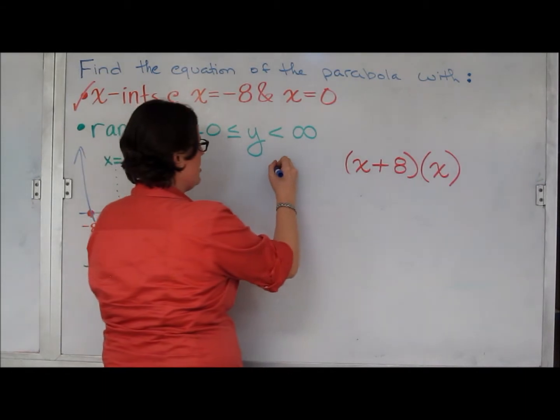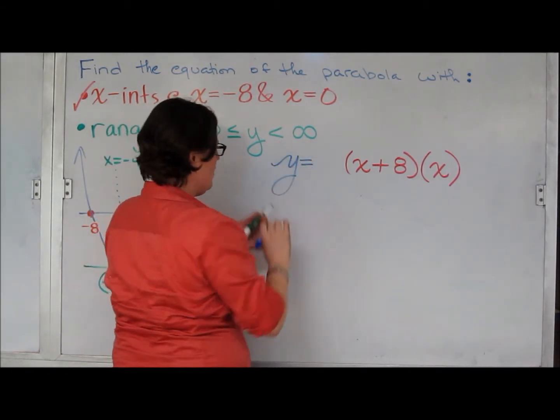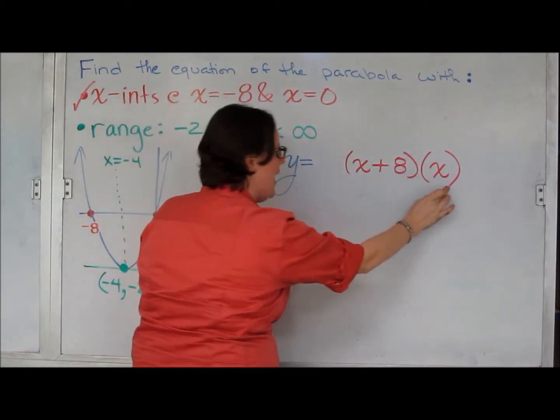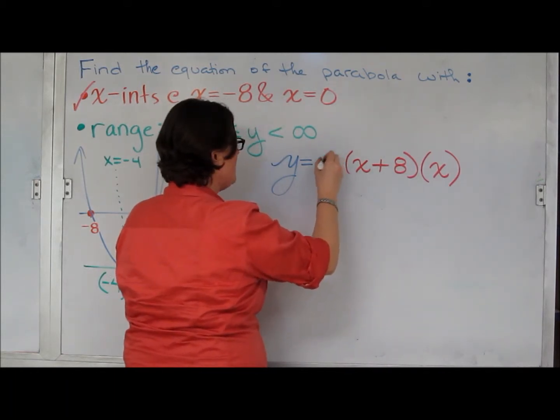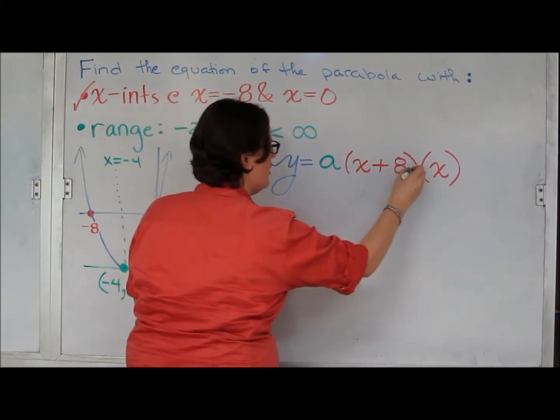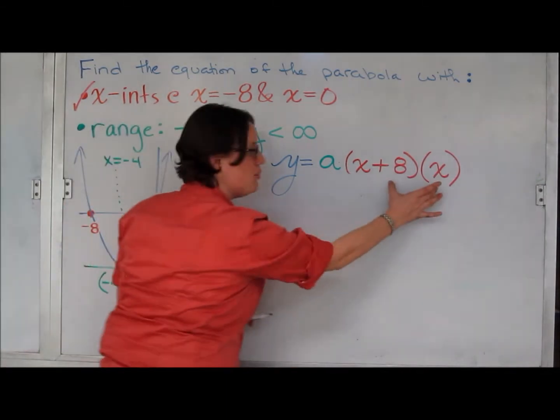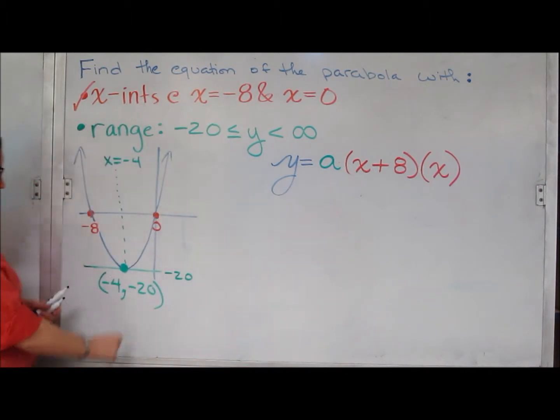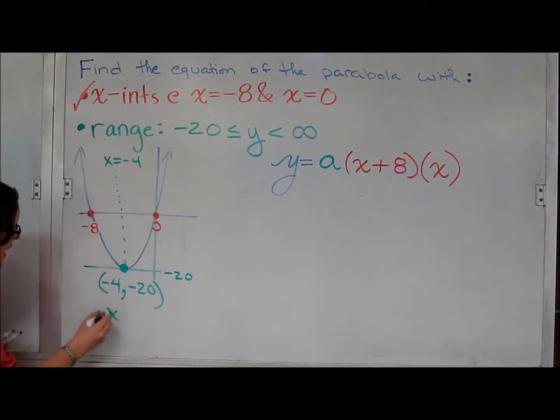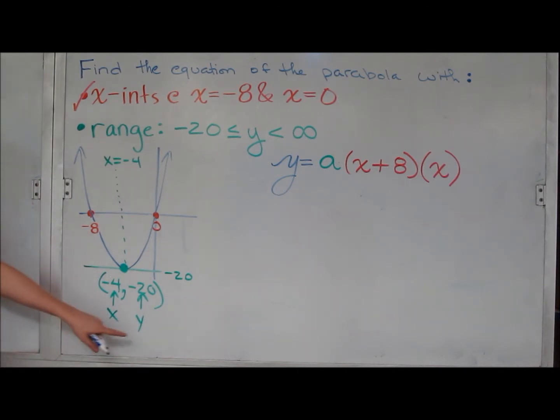So the general equation for this parabola is y equals a times (x plus 8) times x, maybe times some a value, right? That is going to determine whether the parabola is happy or sad, or tall or narrow or flat. This particular parabola, I suspect, is going to have a positive a value because it's happy. Okay, once I have a general equation based on my x-intercepts, I need simply plug in another point, (x, y), to find the equation. So let's plug it in.